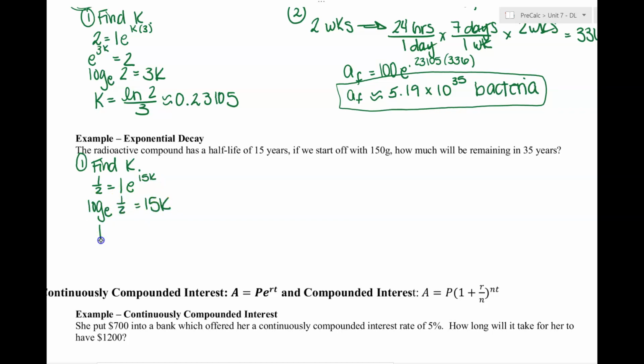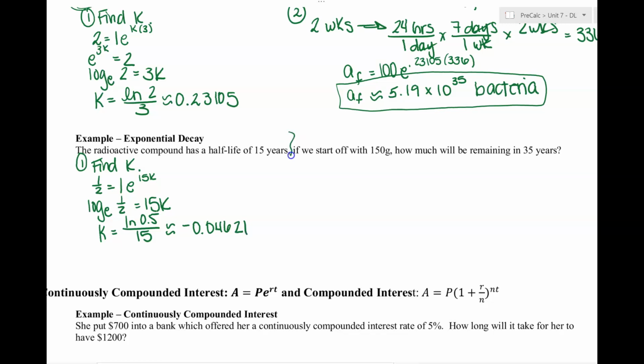Log base e is natural log, so k is going to be the natural log of 0.5 divided by 15. And again, I didn't round out as much as I should have. So we're going to get that k is approximately negative 0.04621. Round out to 5 decimal places to keep it as accurate as possible.